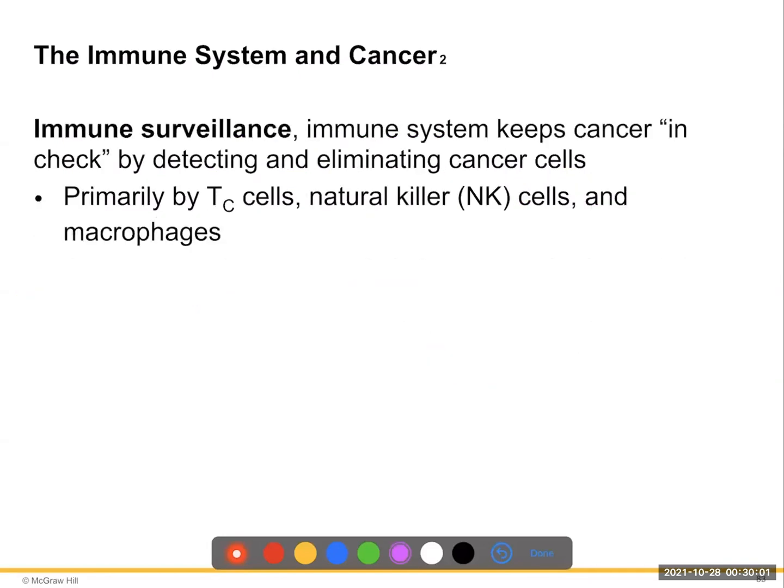Okay, we have certain things, a surveillance system. We talked about the natural killer cells. A lot of this function is the spleen. The immune system keeps cancer in check by detecting and eliminating cancer cells. And these are NK cells, cytotoxic T cells and natural killer cells, and macrophages that break down cells. But these NK cells go through the body and they look for cancerous cells, look for cells that are abnormal.